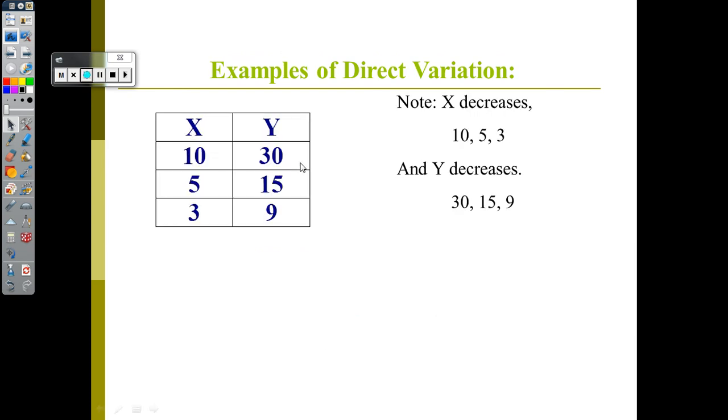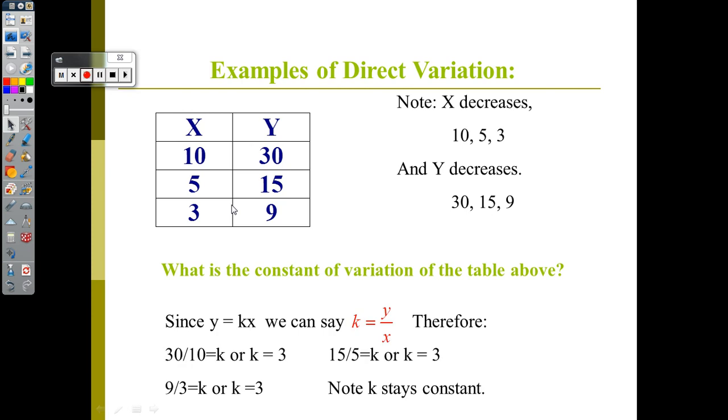Now this time, y is going down and x is going down. It's still direct variation because it's going down at a constant rate. So see if you can figure out what the constant of variation is. Remember, k equals y divided by x. So in this case, it would just be 3.